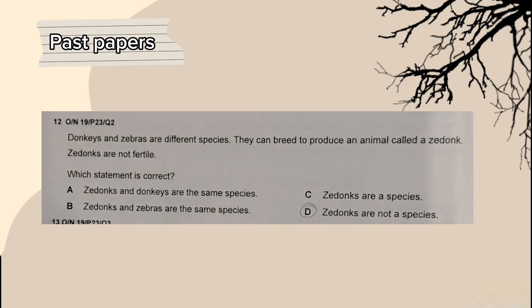Question number 4. Donkeys and zebras are different species. They can mate to produce an animal called a zedonk. Zedonks are not fertile. Which statement is correct? A. Zedonks and donkeys are the same species. B. Zedonks and zebras are the same species. C. Zedonks are a species. And D. Zedonks are not a species. So the correct answer is D.